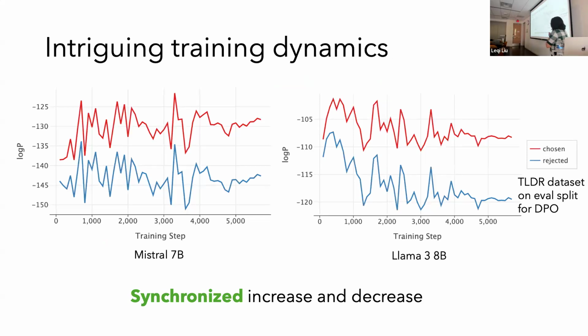What we observe in training is that there are synchronized ups and downs during the training trajectory. This is evaluated on the TLDR dataset I mentioned before with the real preference, with the DPO algorithm. This is the training trajectory for Mistral 7B, and then the training trajectory for Llama 3 8B. The log probability of the chosen is the red line, and the log probability of the rejected is the blue line. You can see that there's actually perfect synchronization between them, and this seems a little bit weird.